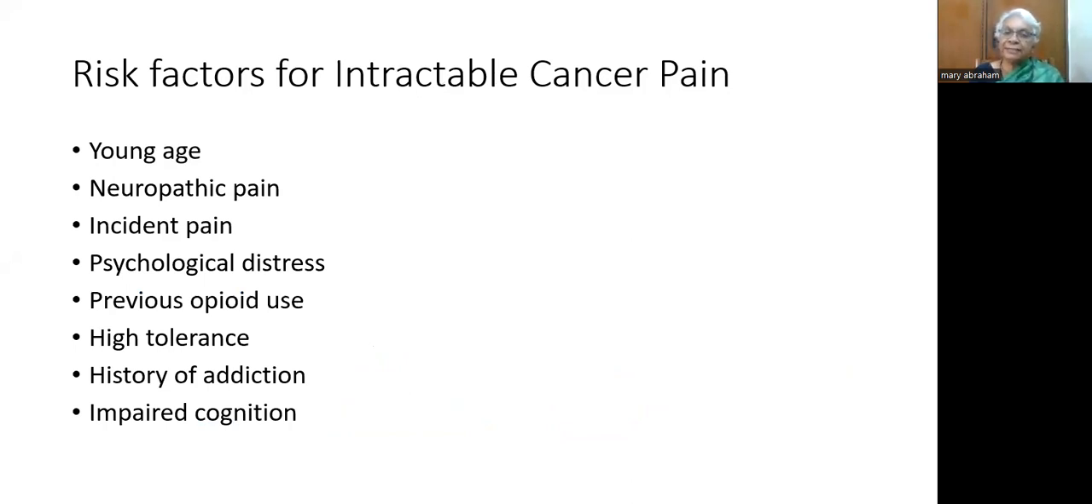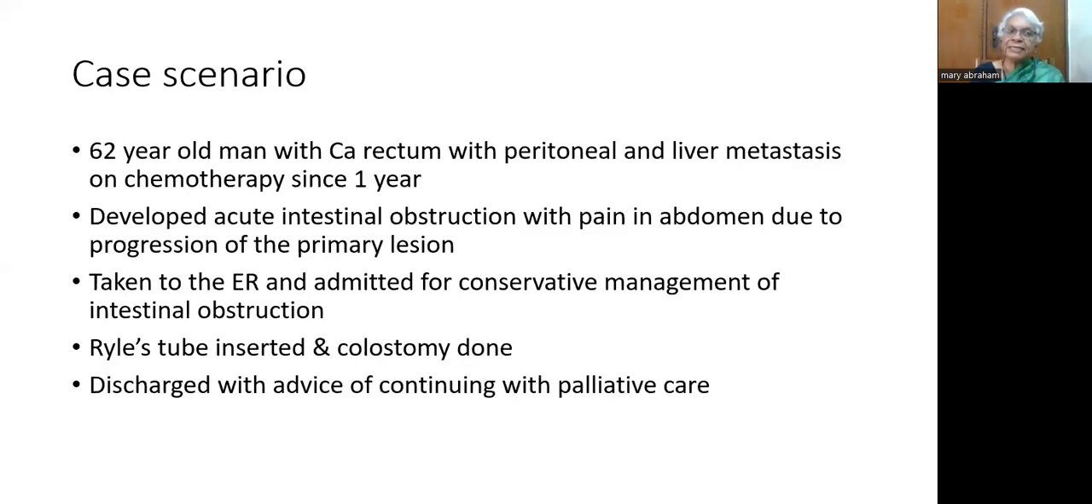Next. So there are some risk factors for a person to have intractable pain. What are the risk factors? Patients who are young are more prone to have difficult to treat pain. Those with neuropathic pains are also very difficult to treat. Incident pain can be difficult to treat. When there's psychological distress, the pain may not be amenable to your regular analgesics. Or if there's a history of previous opioid use, or if the patient is tolerant to opioids, history of addiction, and impaired cognition. So these are some of the risk factors for difficult pain.